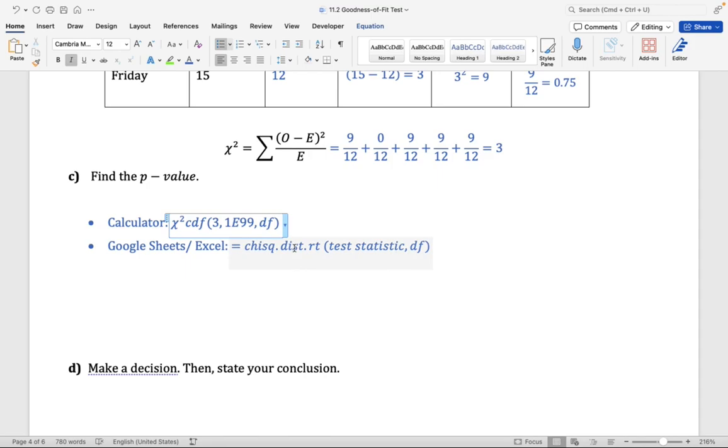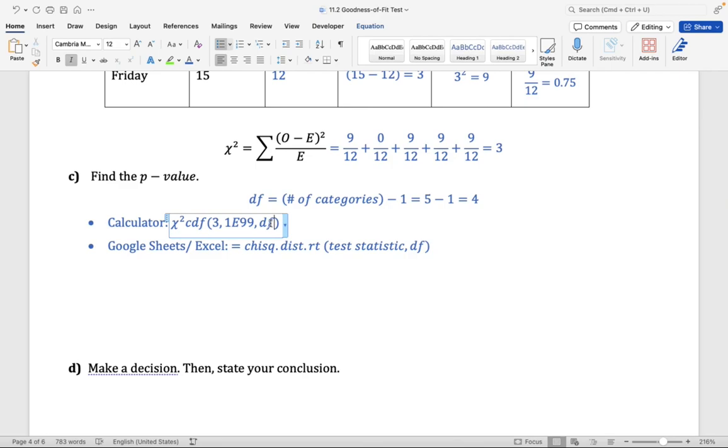Your degrees of freedom, let's make a note of this. What is the degrees of freedom here? The degrees of freedom is the number of categories minus 1. How many categories do you have here? Well, you have Monday, Tuesday, Wednesday, Thursday, Friday. That's a total of 5. So the degrees of freedom is 5 minus 1, which is equal to 4. Okay? It's really important to find the degrees of freedom because you're going to need the degrees of freedom to find the p-value. Okay? So going back to the calculator function, we're using chi-square CDF.